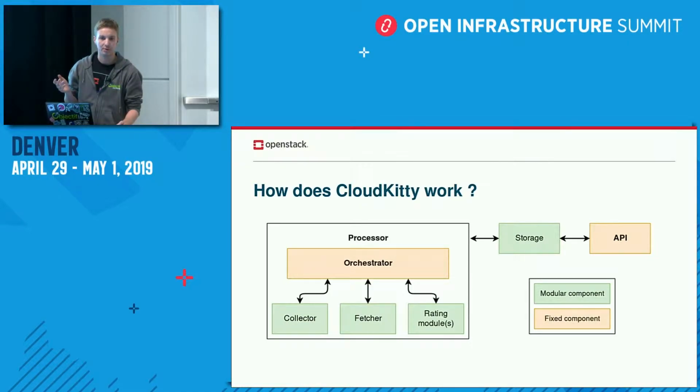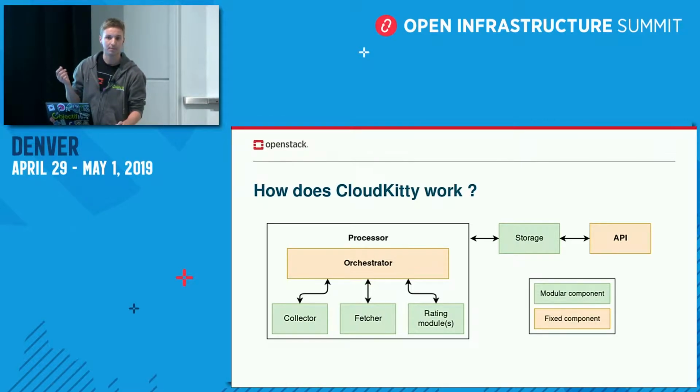Traditionally, we had what we call the Keystone fetcher, which will retrieve the list of projects on which Cloudkitty has the rating role and collect data and rate only these projects. You'll see later why this has changed recently.